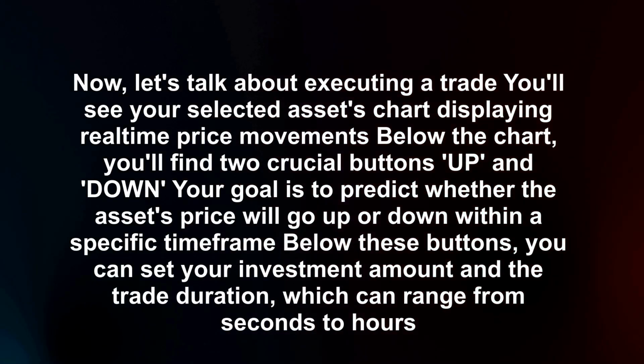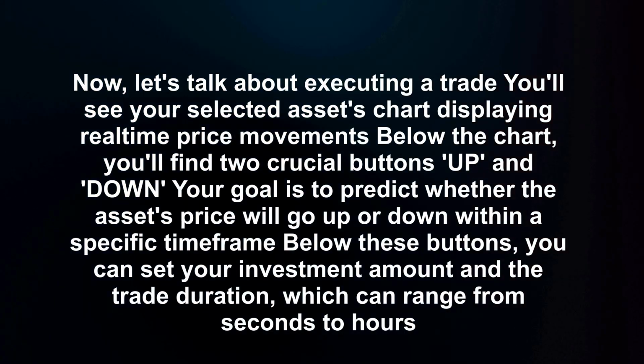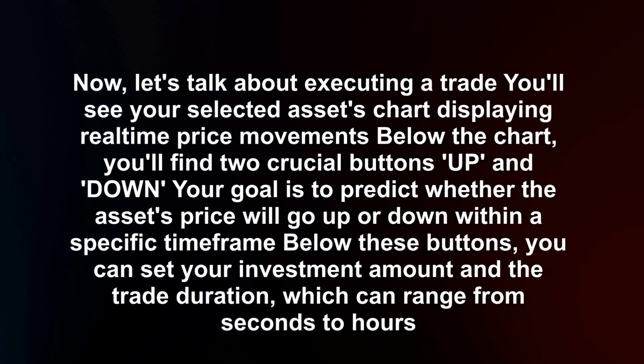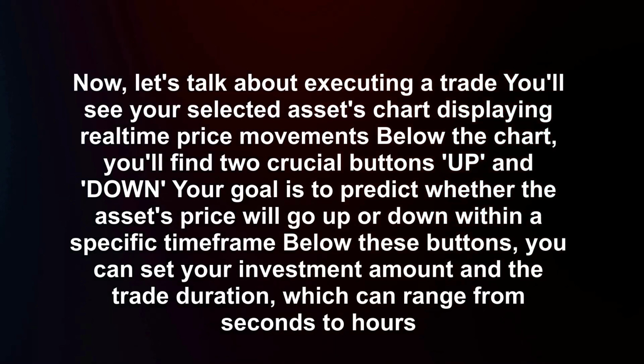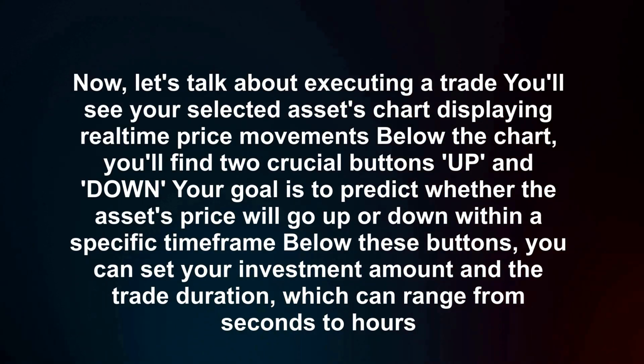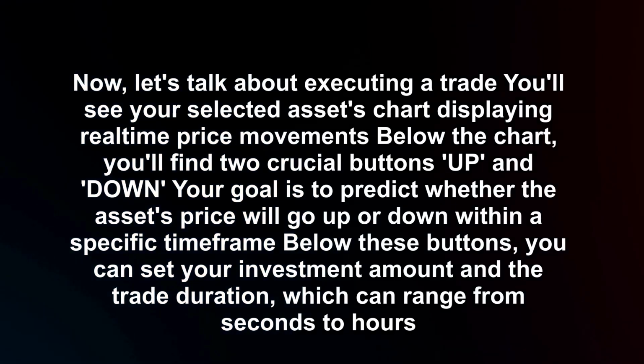Now, let's talk about executing a trade. You'll see your selected asset's chart displaying real-time price movements. Below the chart, you'll find two crucial buttons: up and down. Your goal is to predict whether the asset's price will go up or down within a specific time frame. Below these buttons, you can set your investment amount and the trade duration, which can range from seconds to hours.